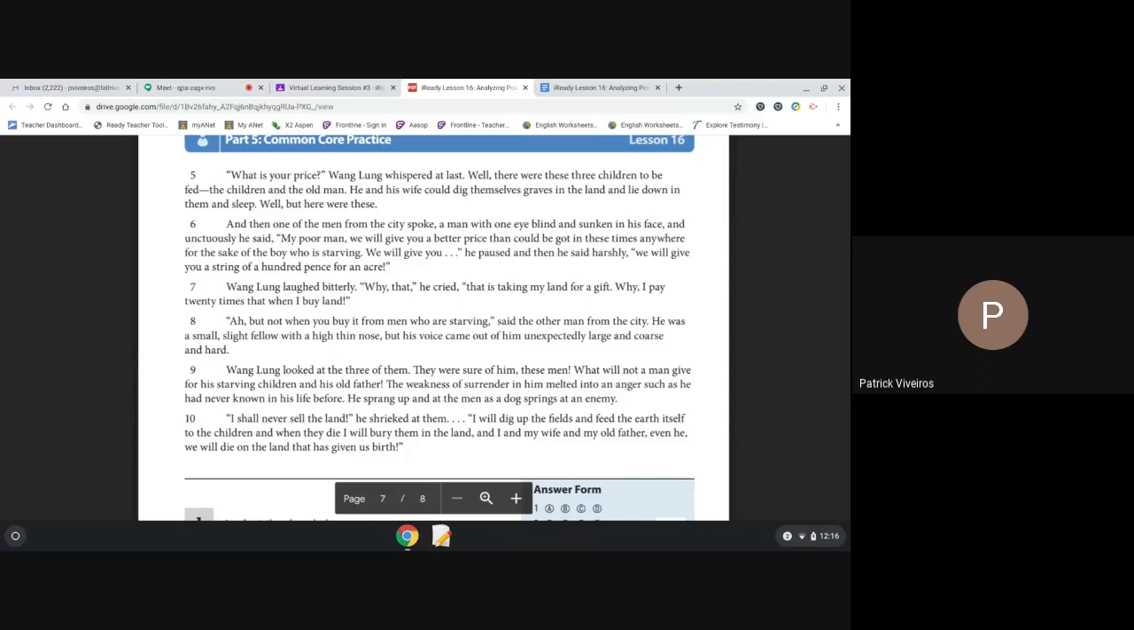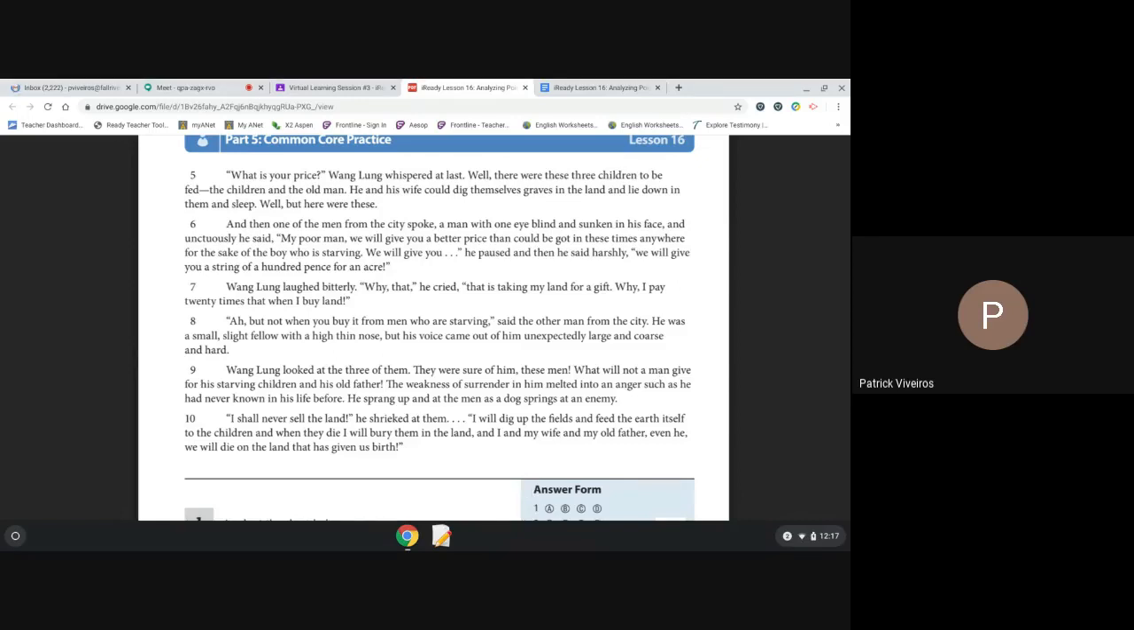Why that? He cried. That is taking my land for a gift. Why, I pay 20 times that when I buy land. Ah, but not when you buy it from men who are starving, said the other man from the city. He was a small, slight fellow with a high, thin nose, but his voice came out of him unexpectedly large and coarse and hard. Wang Lung looked at the three of them. They were sure of him. These men. What will not a man give for his starving children and his old father?